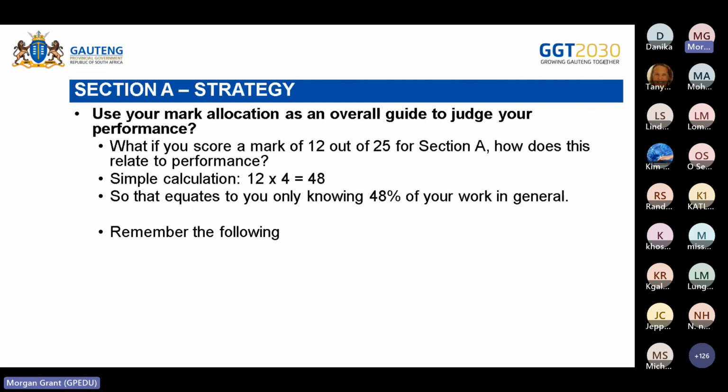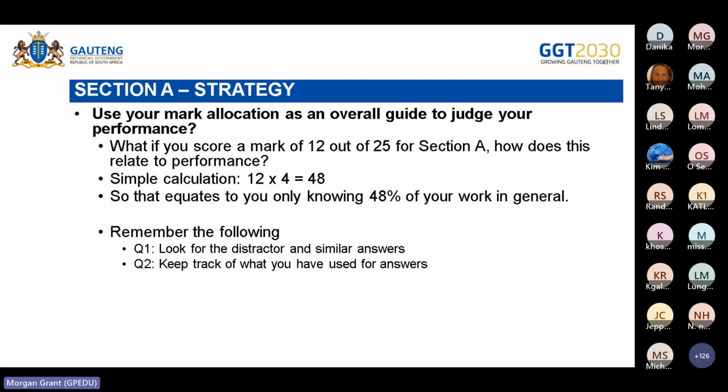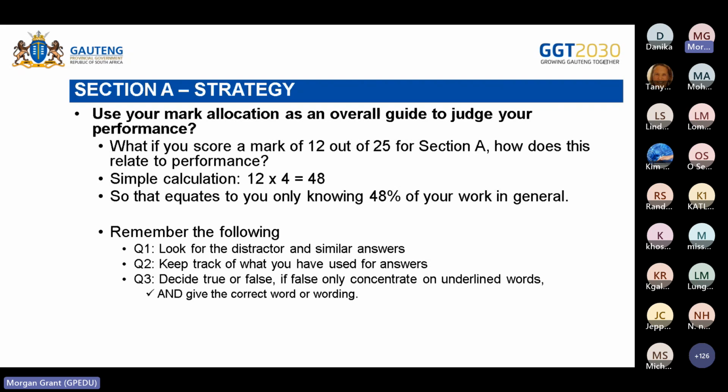You need to remember the following for section A. Question 1, look for the distractor, look for similar answers, and then get your final answer. Question 2, keep track of what you've used for answers. Question 3, decide what is true or false. And if it's false, only concentrate on the underlined words and give the correct word or wording. And finally, do not take longer than 30 minutes to complete section A.